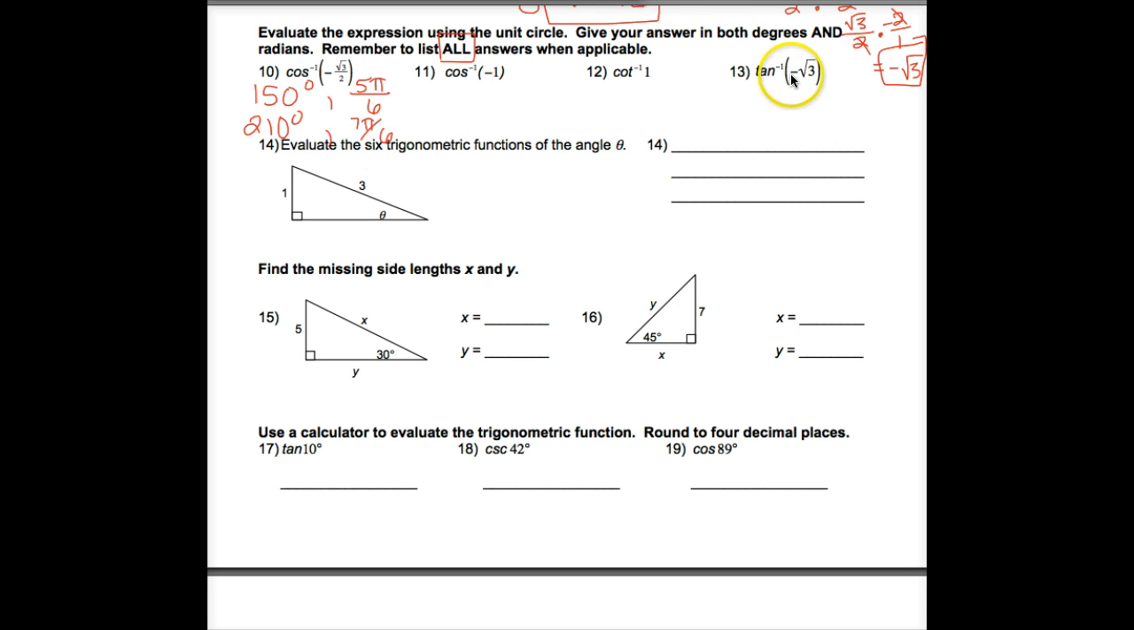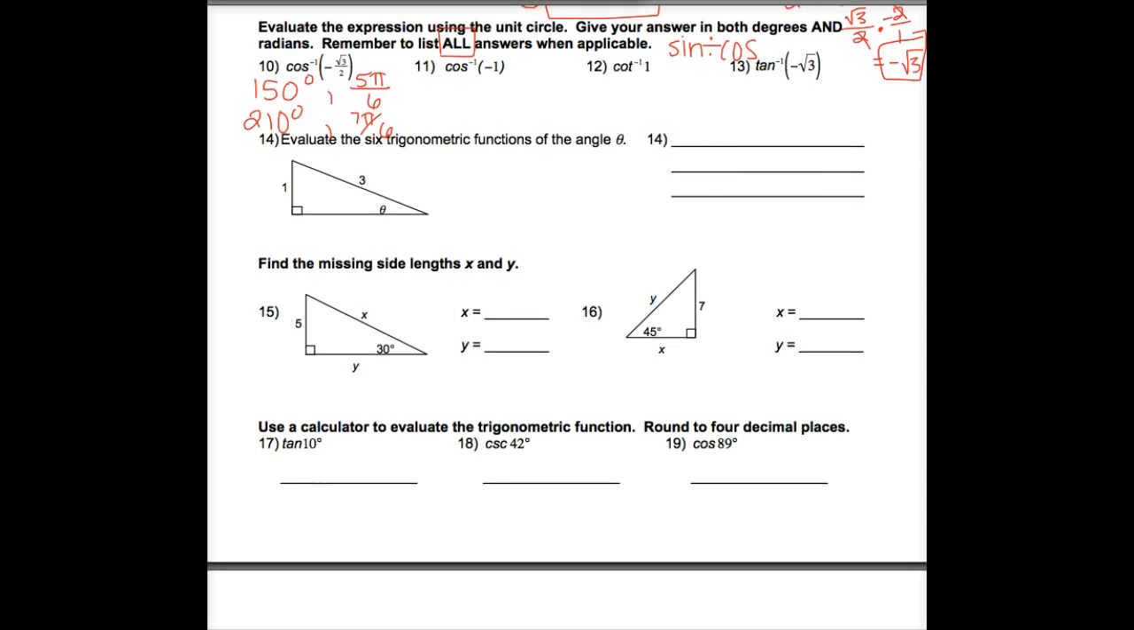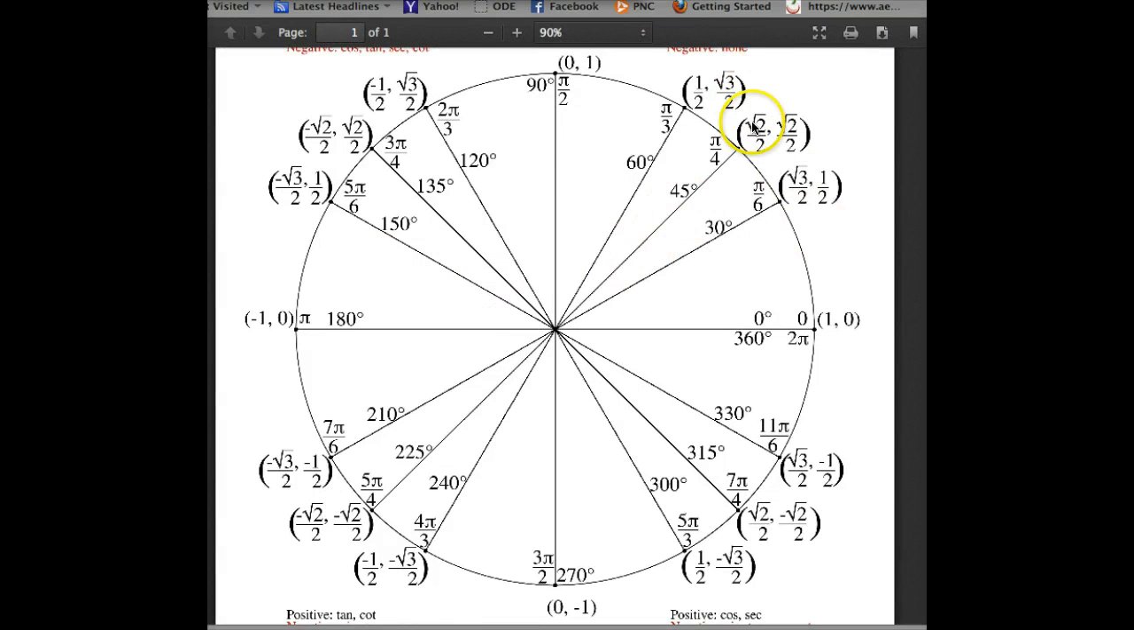Now let's look at one that's maybe a little bit more difficult. Number 13. It wants the tangent to be negative radical 3. Well, in order for the tangent to be negative radical 3, that means I had to have a radical 3 end up in the numerator when I took sine divided by cosine. So I look at my unit circle and I know that it's not going to be a 45, because 45 gives me 2s and radical 2s. It doesn't give me any radical 3s.